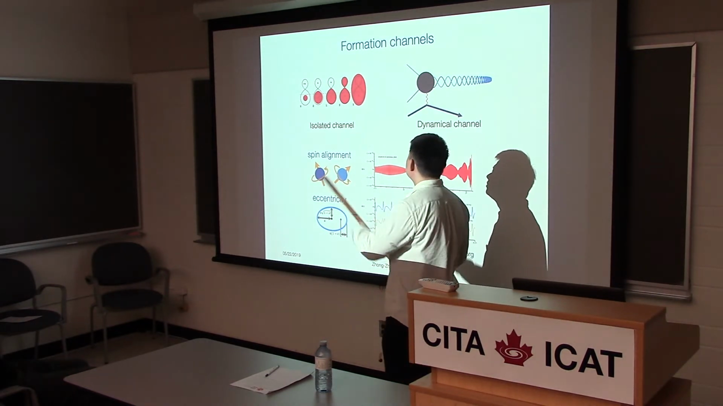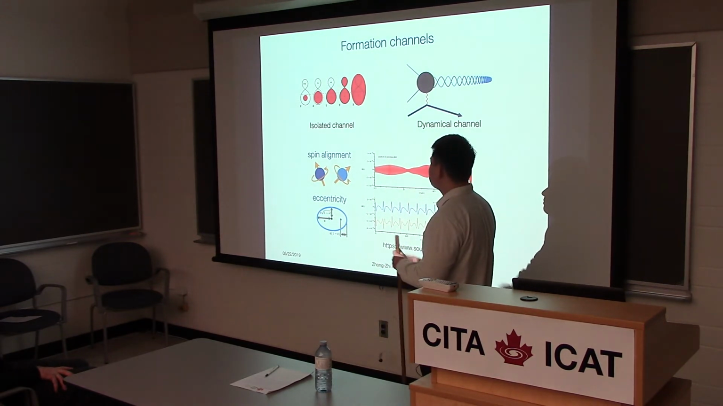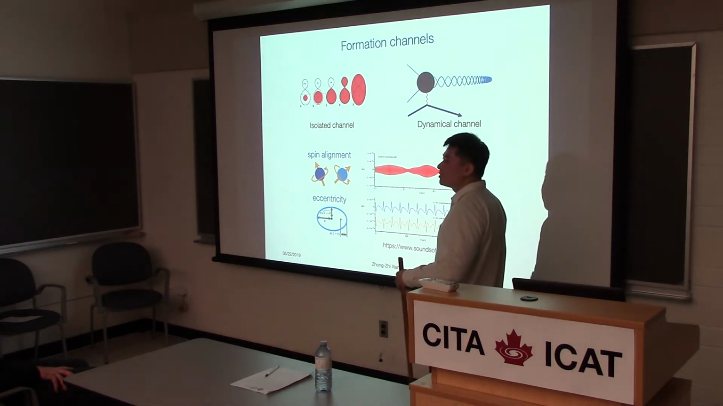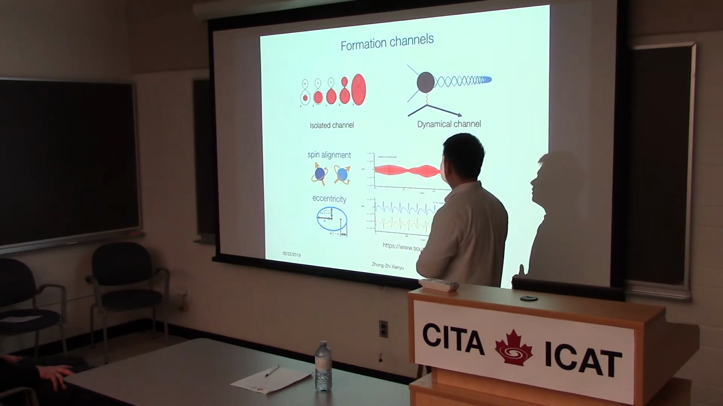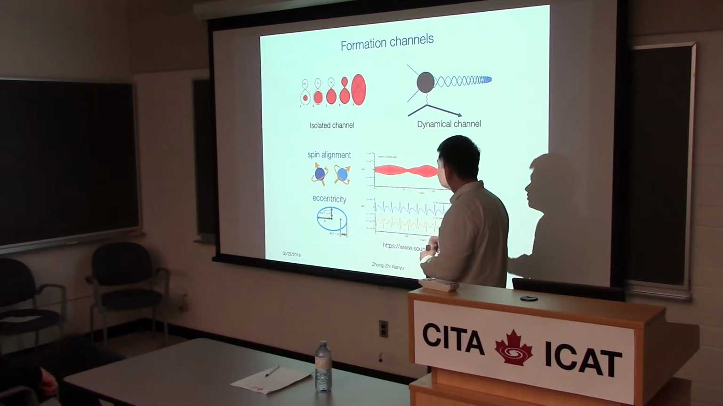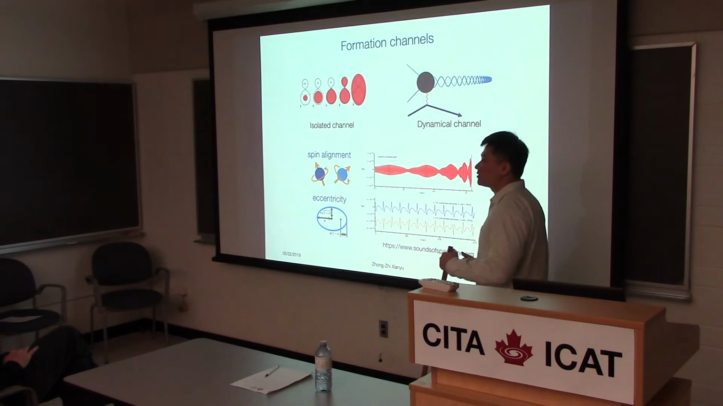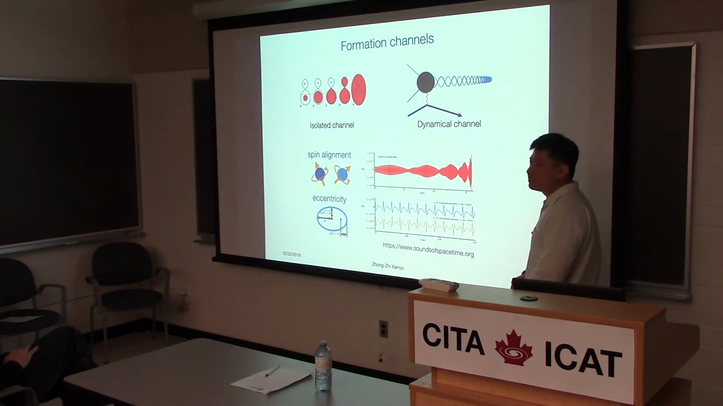In common envelope evolution, in general, the spins of the two black holes tend to be aligned with each other, simply because you have the tidal lock from the cloud around. But in dynamical channels, since the two black holes can meet each other very randomly, you would expect some isotropic distribution of spin. So in that case, you can have large spin misalignment.